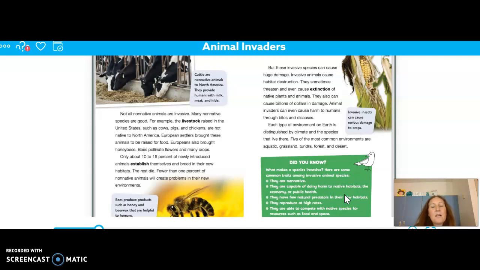Because we've already been studying invasive species, you already know a lot about this. But this book is kind of building that last layer. This is definitely the most difficult book that we've read. It's definitely the book with the most information. So this is going to take some time.